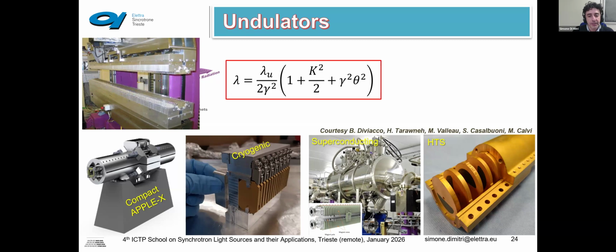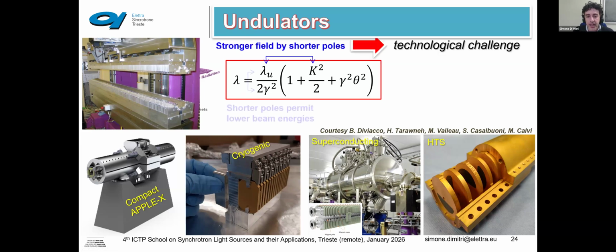Now, there are different techniques and technologies to build an undulator. You will hear more today about that, but just to mention: normal, room temperature compact undulators, cryogenic undulators, superconducting undulators, or even high temperature superconducting undulators. Different technologies allow you to reach different field strengths, different periods, and therefore different wavelength ranges, basically saving money in terms of lower electron beam energies and profiting from the smaller size of the electron beams in a fourth generation synchrotron light source.